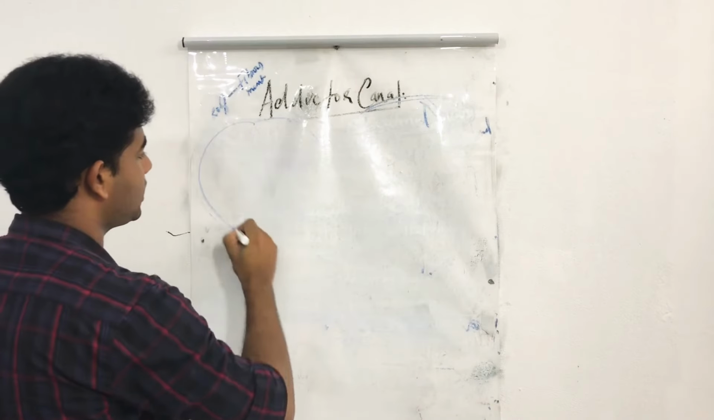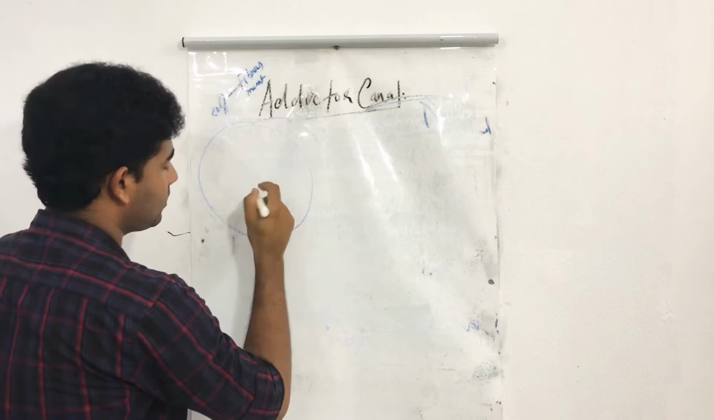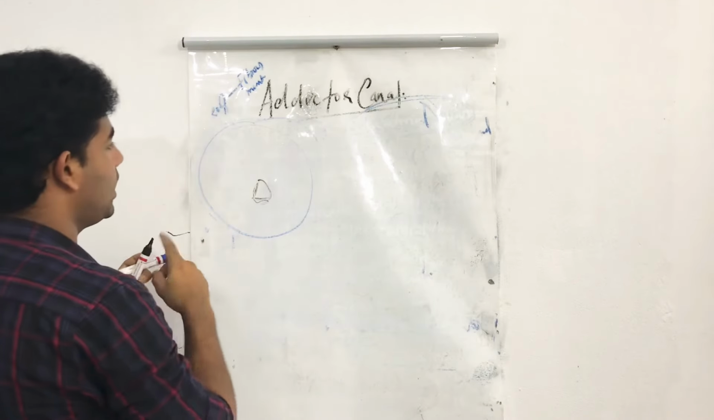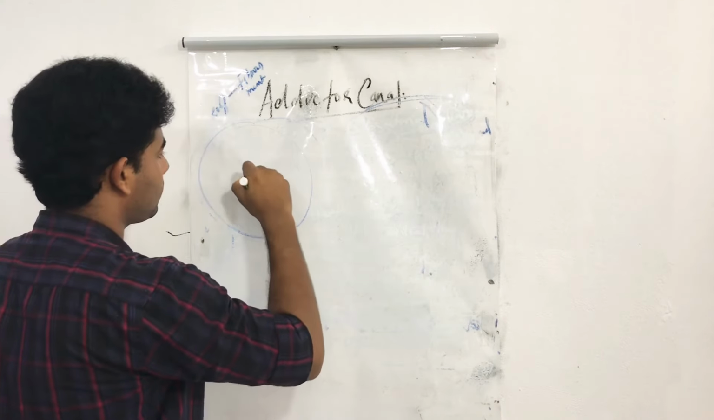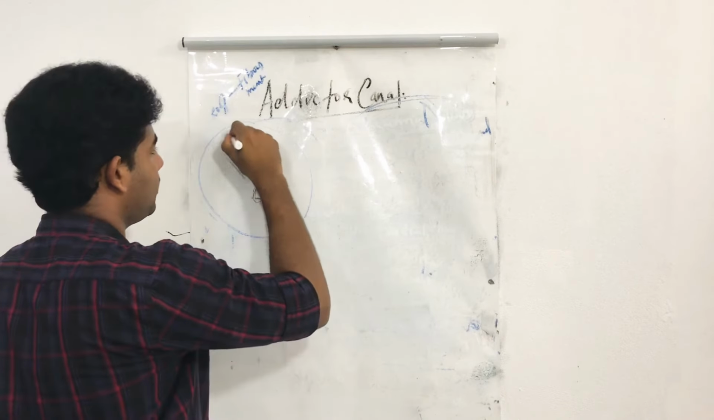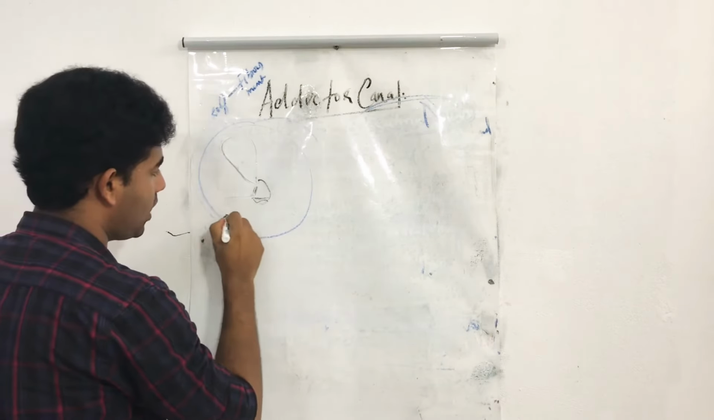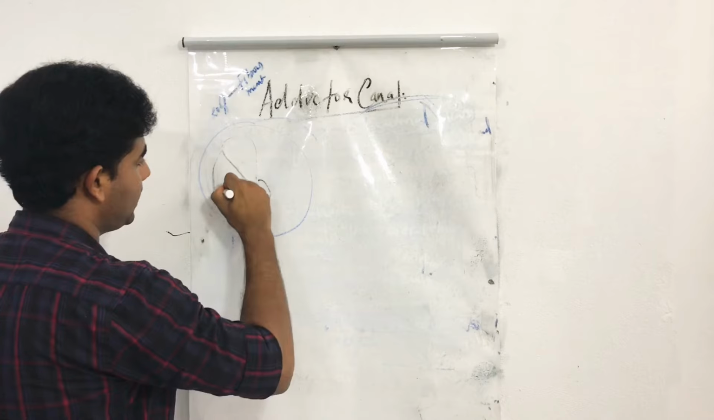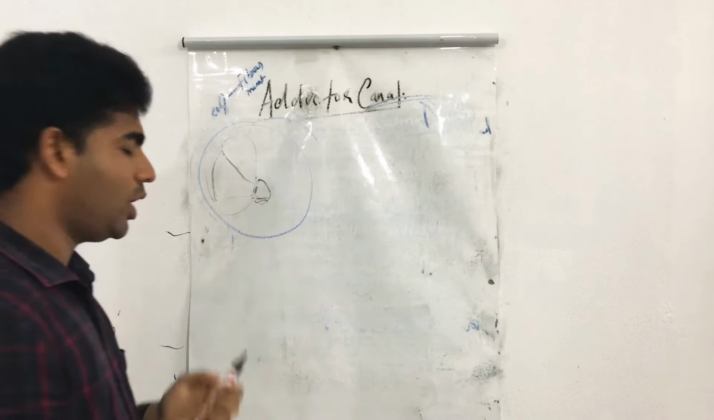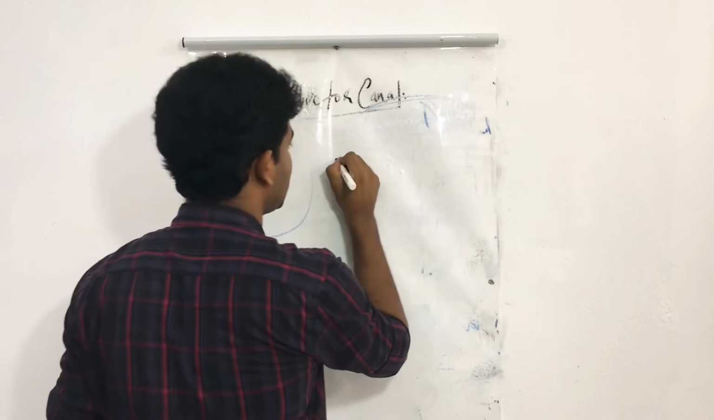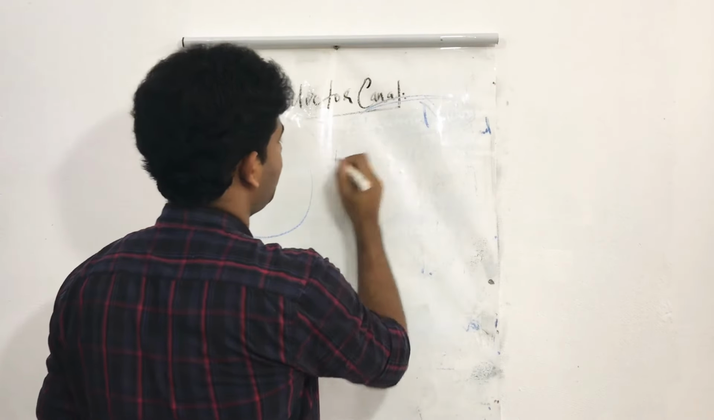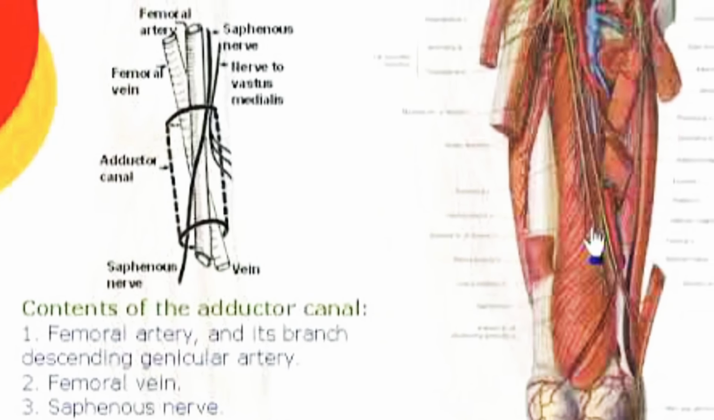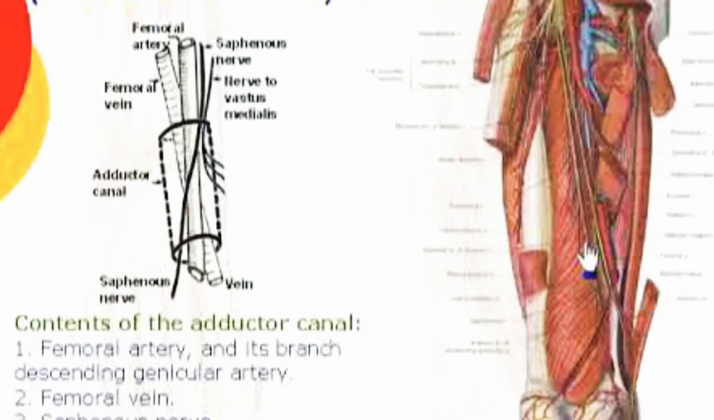Let us have our cross-sectional view here itself. Here is our femur like this. Here we have our vastus medialis muscle. Here you have the posteromedial border, and here you have the sartorius and the fibers of nerves. Now, if we want to see the contents, the first one is femoral artery. See the diagram. These are the contents of adductor canal, which are the femoral artery, femoral vein, saphenous nerve, and nerve to vastus medialis.